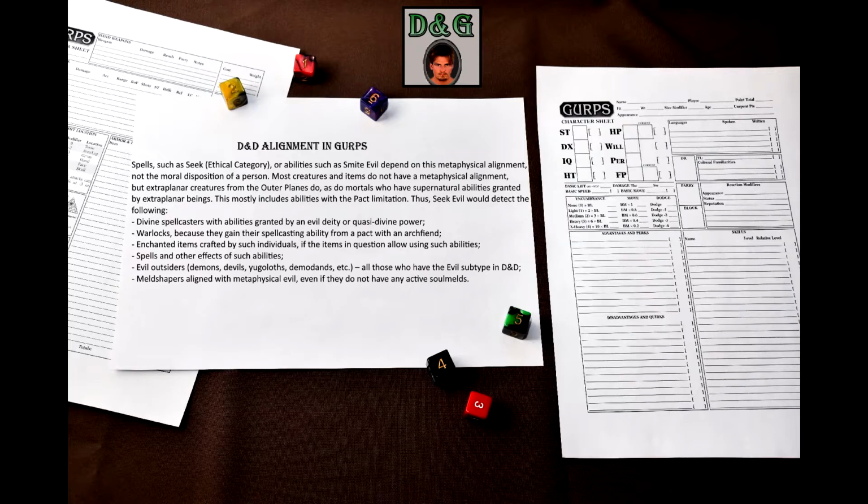Enchanted items crafted by such individuals, if the items in question allow using such abilities. Spells and other effects of such abilities. Evil outsiders: demons, devils, yugoloths, demodons, etc. All those who have the evil subtype in D&D. Meldshapers aligned with the metaphysical evil, even if they do not have any active soulmelds.